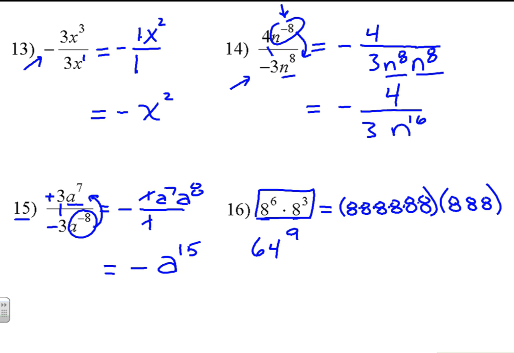Tell me where we have 9 64s. We don't have 9 64s there. Multiplying these things, we have 9 8s. We have a bunch of 8s. There are no 64s in here.